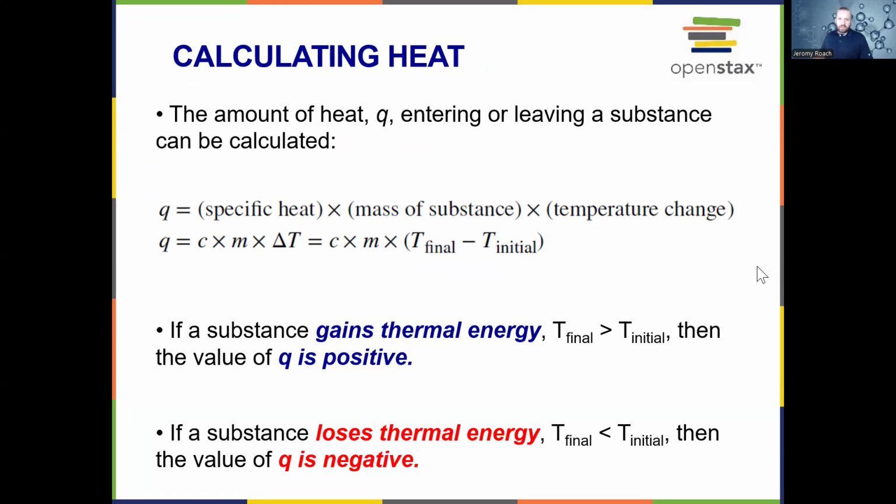If a substance gains thermal energy, then its final temperature is going to be greater than its initial. And that makes sense. It's gaining energy, so it's going to be a higher temperature. So we're going to also say that Q is positive because heat is positive. If it loses thermal energy, then its final temperature is less than its initial temperature, and the value of Q becomes negative.